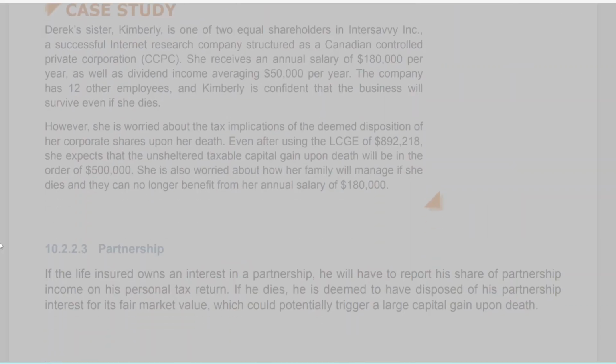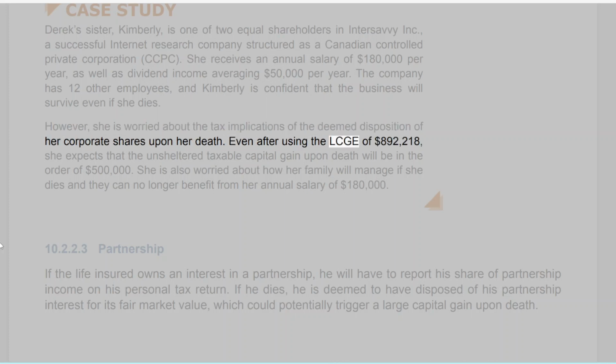Case study: Derek's sister, Kimberly, is one of 2 equal shareholders in InterSavvy Incorporated, a successful internet research company structured as a Canadian-controlled private corporation, CCPC. She receives an annual salary of $180,000 per year, as well as dividend income averaging $50,000 per year. The company has 12 other employees, and Kimberly is confident that the business will survive even if she dies. However, she is worried about the tax implications of the deemed disposition of her corporate shares upon her death.